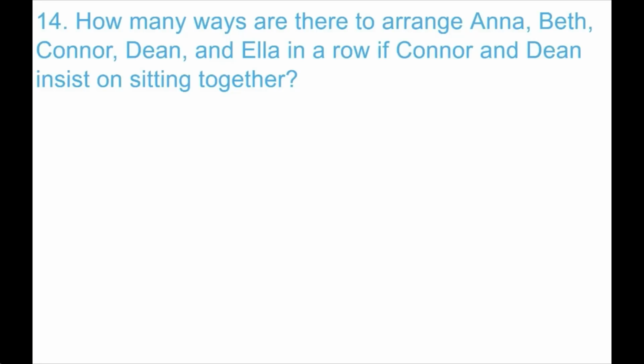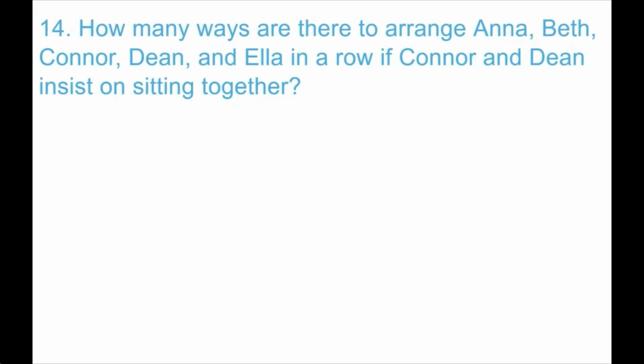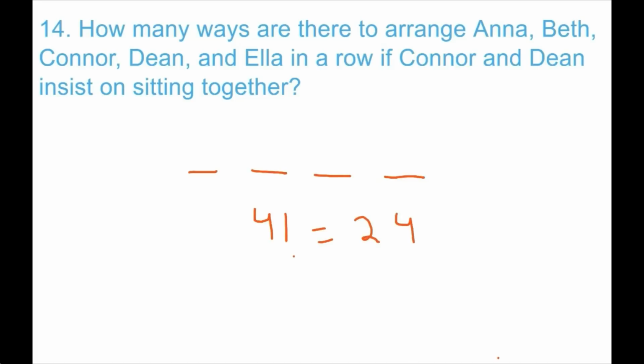We notice that there are 5 people here, but 2 of them insist on sitting together. So what we do is we act like this is one person. Connor and Dean are just one person. And let's assume that there are 4 spots to arrange them in a row. So Connor and Dean, whichever spot we pick for them, there would actually be 2 chairs for them to sit there. So, to arrange 4 people in a row, like mentioned in the factorials video, there's 4 factorial ways, or 4 times 3 times 2 times 1, which is 24.